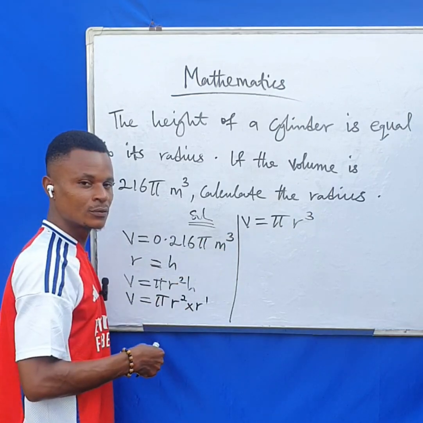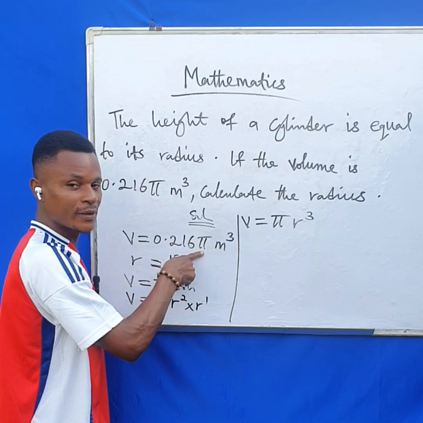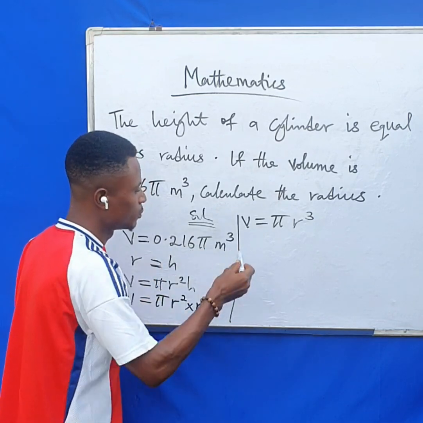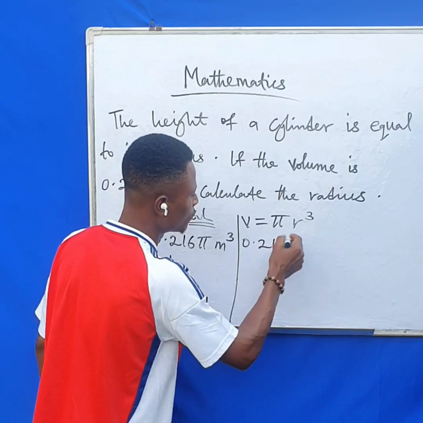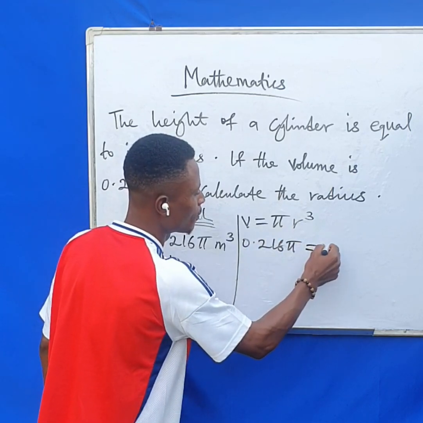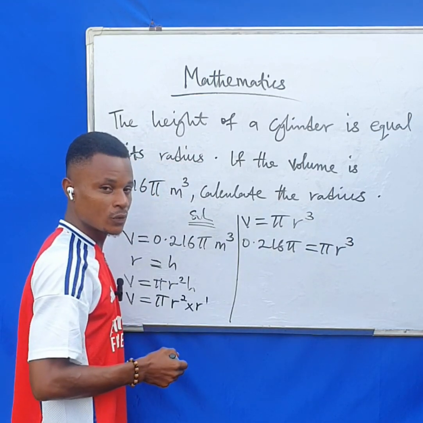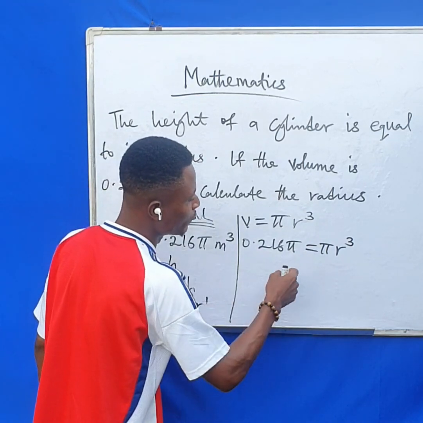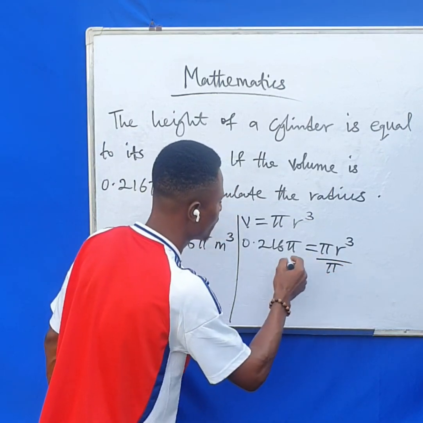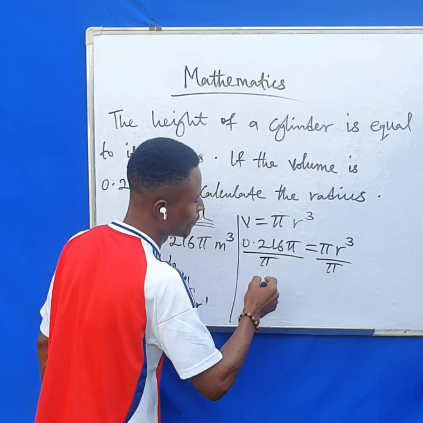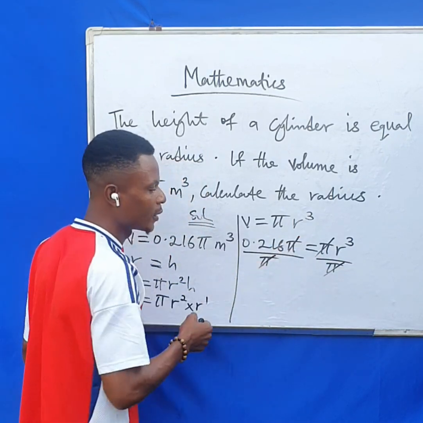So it becomes this. Now, this is the formula we need to calculate the radius of this cylinder when the volume is given. So what we are going to do now is, in place of this V, we put 0.216 pi, then equals pi r cubed. Remember, we are solving for radius. So the next thing to do is to divide both sides by pi. Pi will cancel pi.